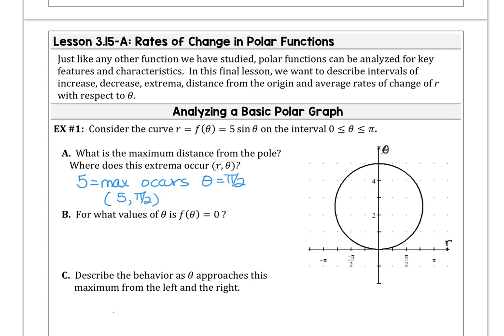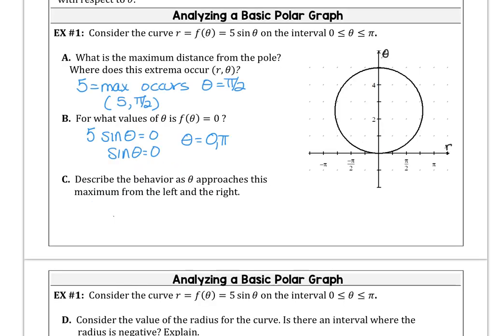For what values of theta is f of theta equals 0? We can solve that. 5 times the sine of theta is 0 whenever the sine of theta is 0, and that happens when theta is 0 or pi. In part C, we want to describe the behavior as theta approaches this maximum from the left and the right.